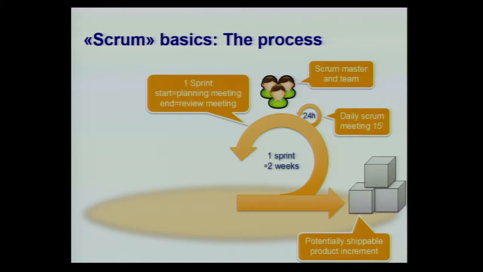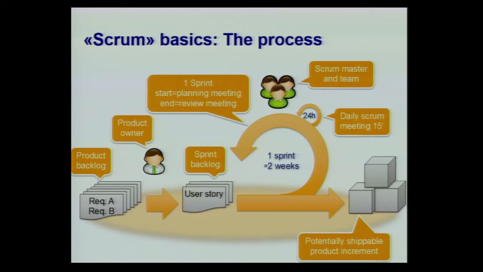Such a sprint cycle is performed by the Scrum team. That's a team composed of a master and some developers, and they have a daily meeting of about 15 minutes. The work is taken out of the sprint backlog. So when starting the sprint, it's defined which user stories will become part of that sprint. And the one who decides this is the product owner. So that's a very important role in this whole thing.